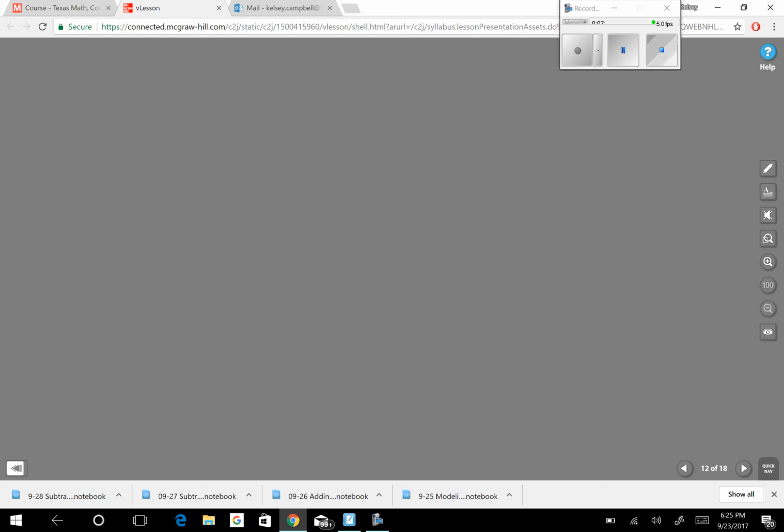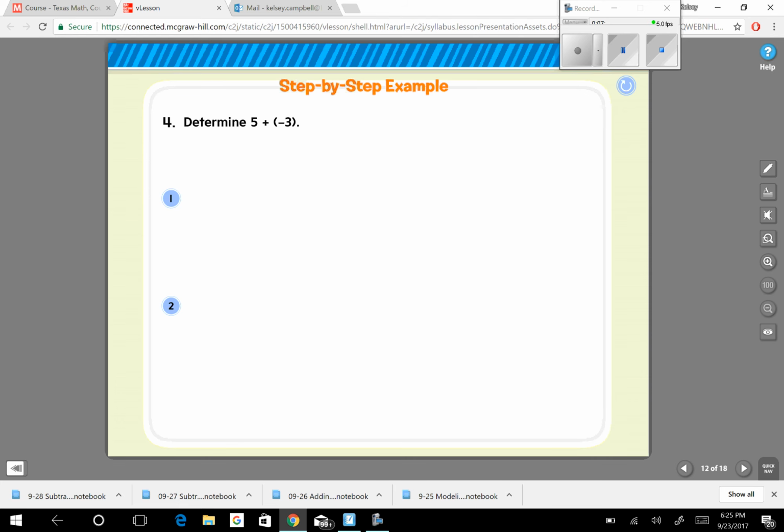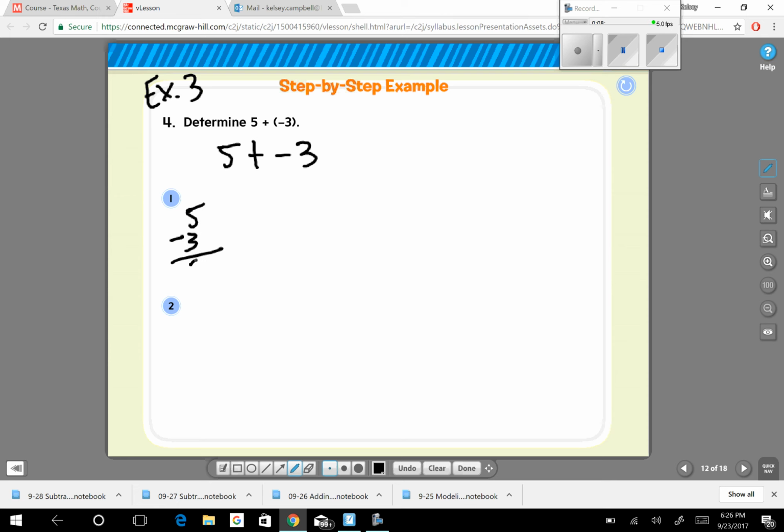Next example. This is example 3. And we're going to do 5 plus negative 3. Check it out. This one's positive, this one's negative. So they have different signs. When you have different signs, you take their difference, which means to subtract. So you got 5 minus 3, that's going to be 2. So our answer is 2, and then you have to decide, is it positive 2 or negative 2?